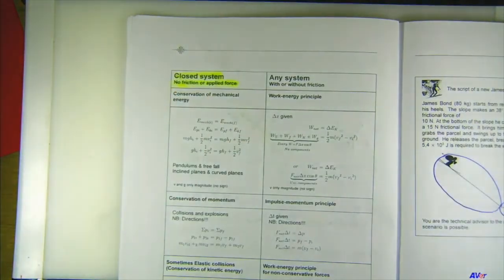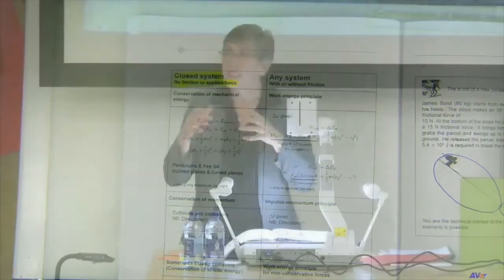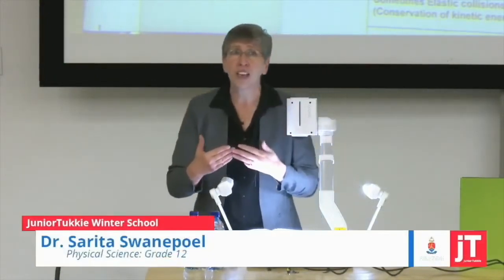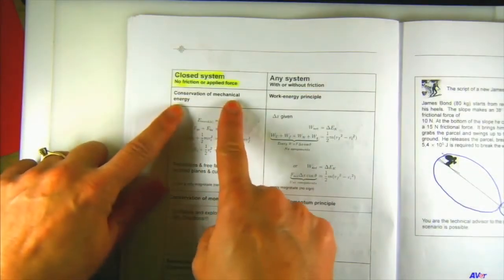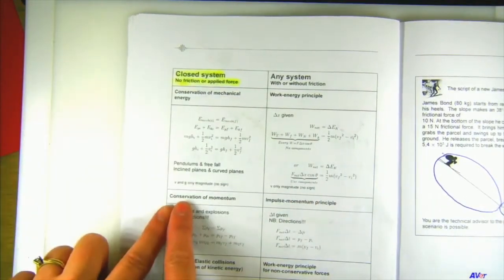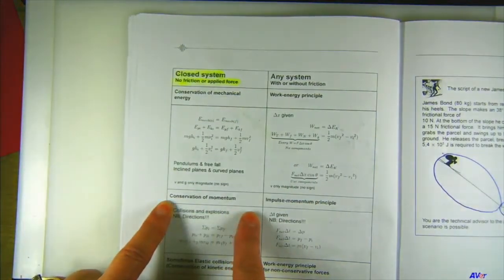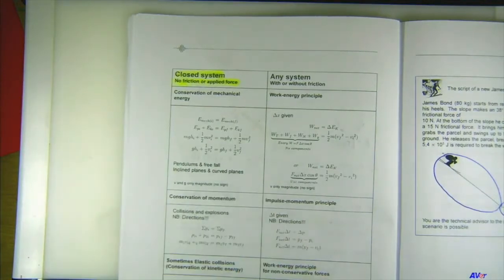In a closed system, no one is having a hand from outside and adding energy. There is no friction that is removing energy. So in a closed system, things stay conserved. It stays constant. If it's conserved, it's not lost. That means before and after you'll have the same amount. So in a closed system, we have conservation of mechanical energy, and we also have conservation of momentum.